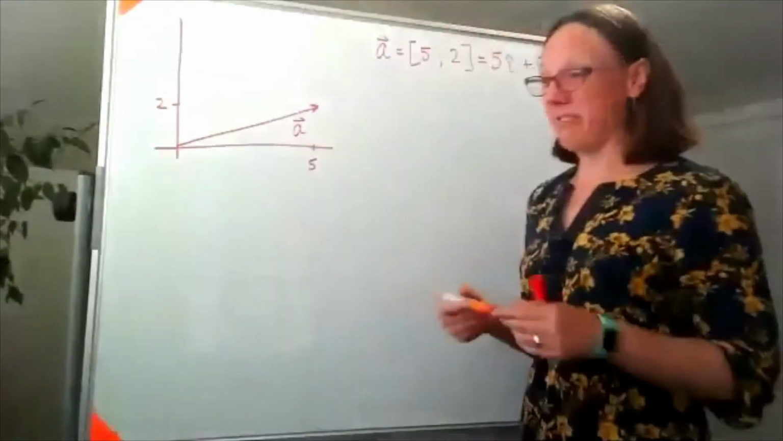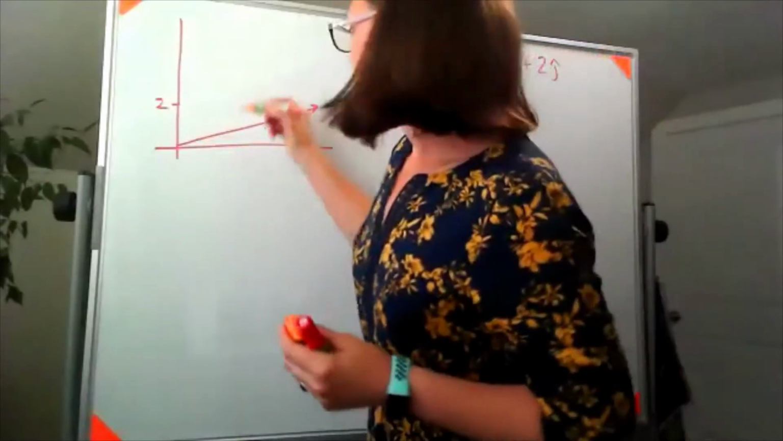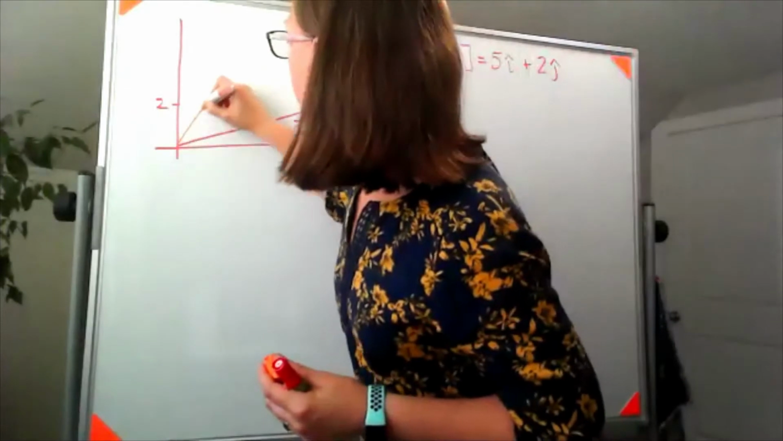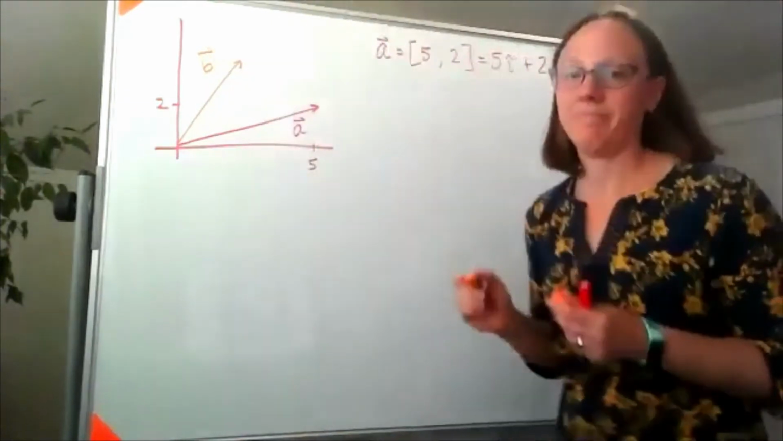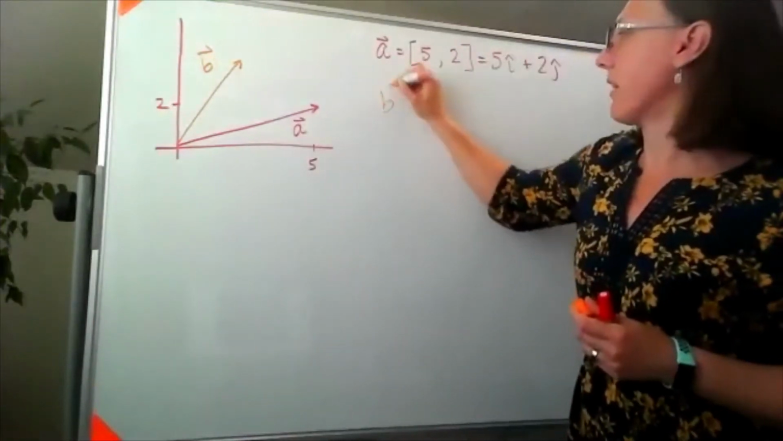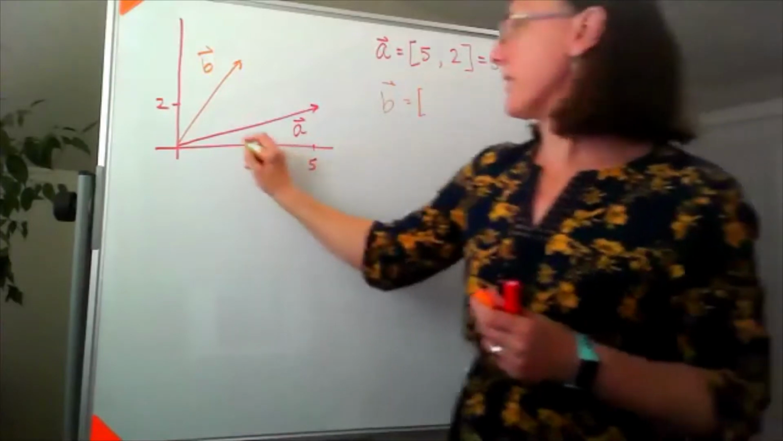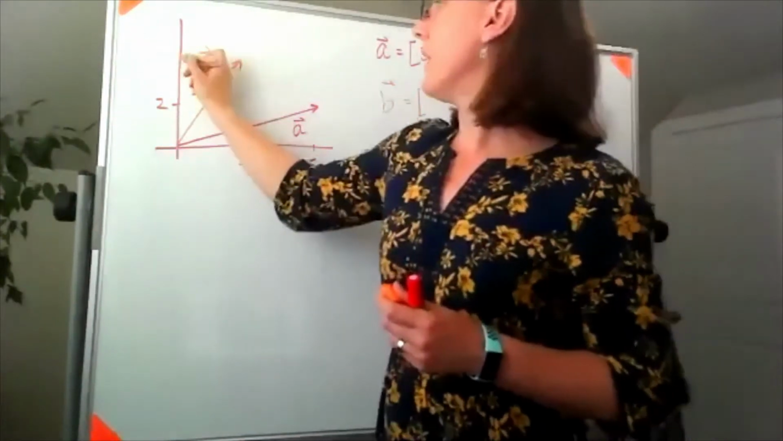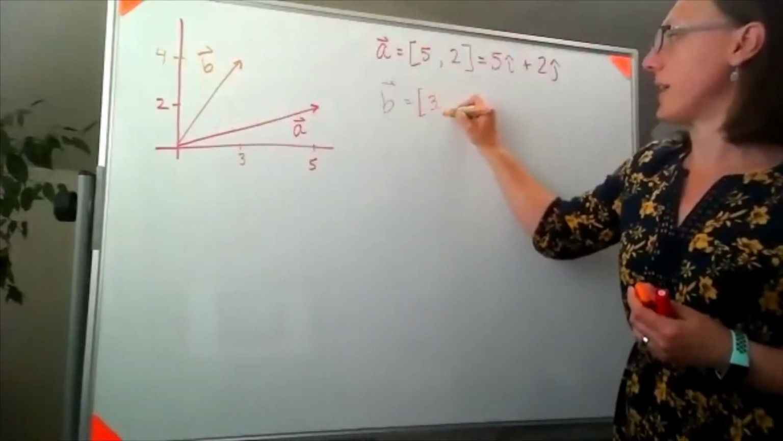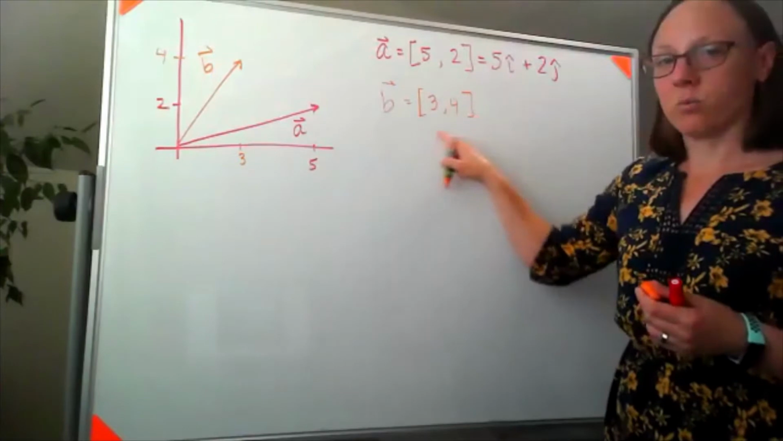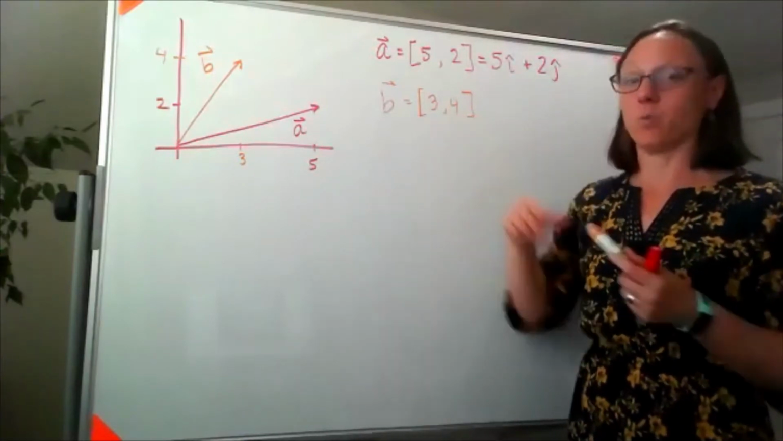So let me take another vector and let's make B something like that. And my B vector here, I'm going to call, let's say this is 3 and that's 4. So my B vector would be the vector 3, 4 as a row vector, and that seems to be the standard notation that our textbook is using, is to write it as a row vector.